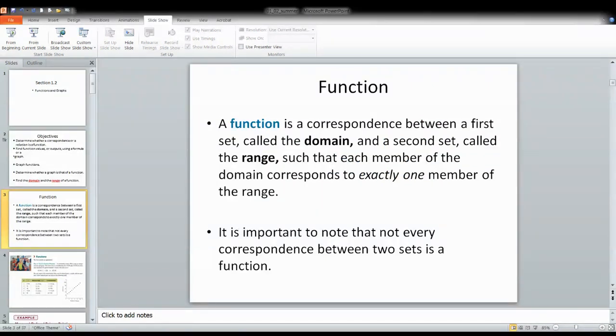A function is a correspondence between a first set of elements called the domain and a second set called the range. The domain is the set of x values, the range is the set of y values. What's special in a function is that each member of the domain, each x value, corresponds to exactly one member in the range. One x goes to one y value. It's important to note that not every correspondence between two sets is indeed a function.